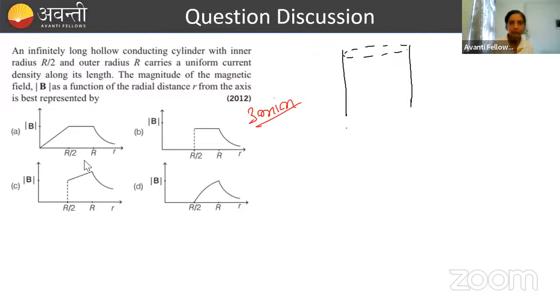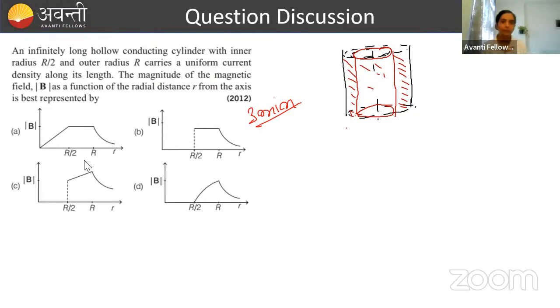I mean, if this is r and if this is r by 2, okay, let me draw it more clearly. So if this is r by 2, done. So what is the case? This is a hollow conducting cylinder of inner radius r by 2, outer radius r. It means in this region there is nothing. This is vacuum, right? And between r by 2 and r, there is something, and current must be flowing through that region itself, right? It can't pass through the vacuum. It's an insulator. If vacuum means insulator, right?